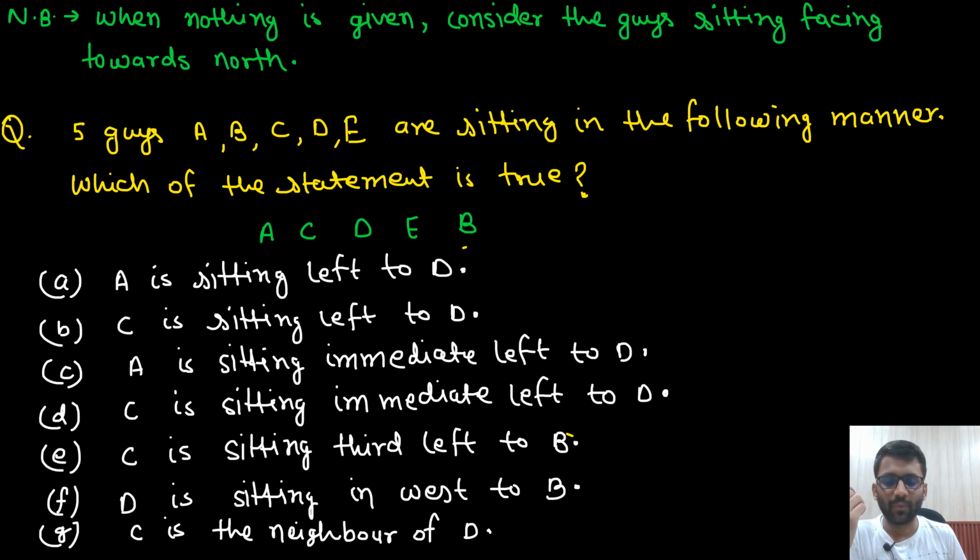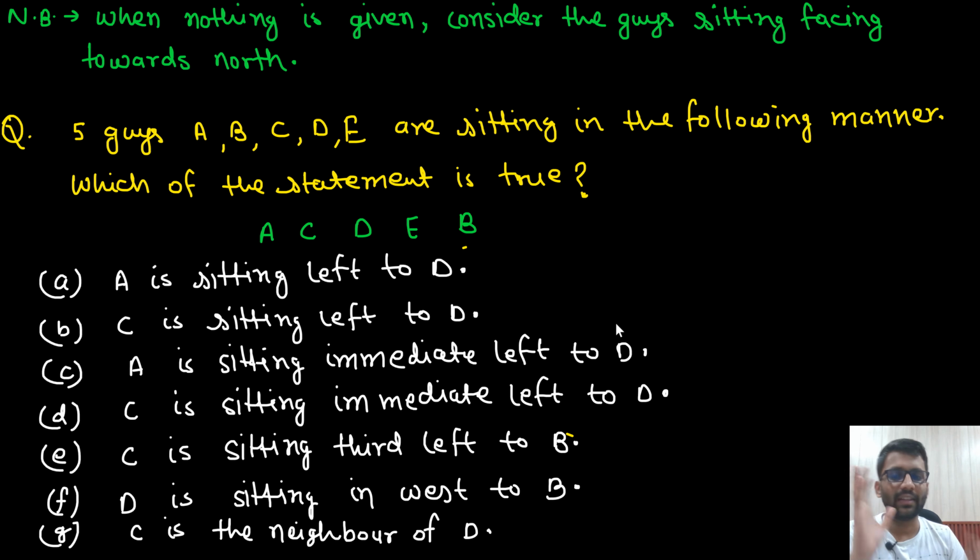One important point is that if nothing is given, you have to consider that the guys are facing north. Let's say in a question they say some guys are sitting, but they did not tell where they are facing, so they would be facing north. Now see this question: A, B, C, D, E, 5 guys are sitting in the following manner. Which of the statements is true?